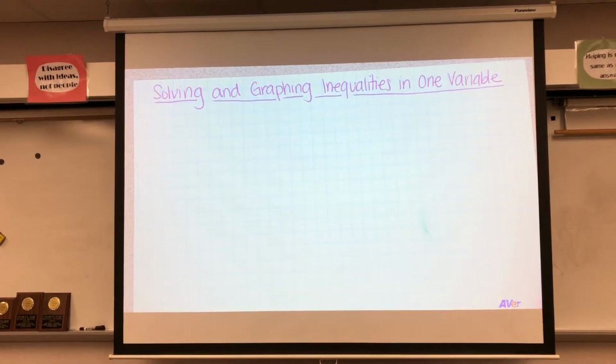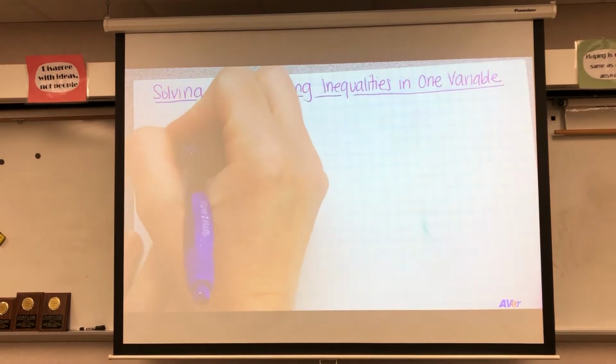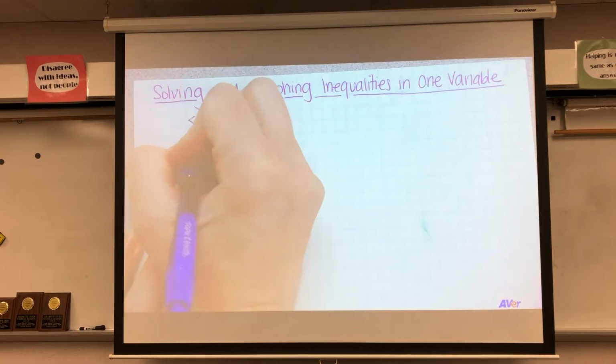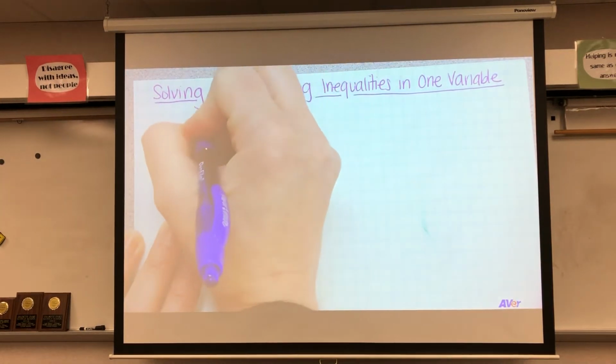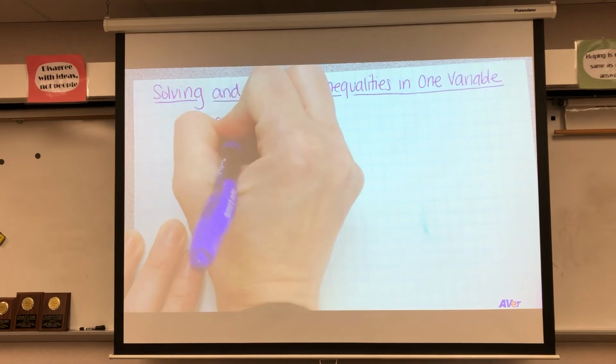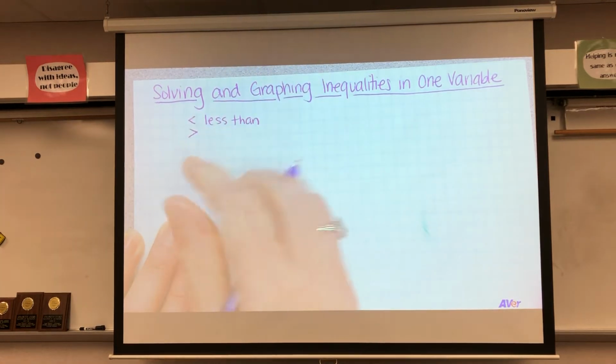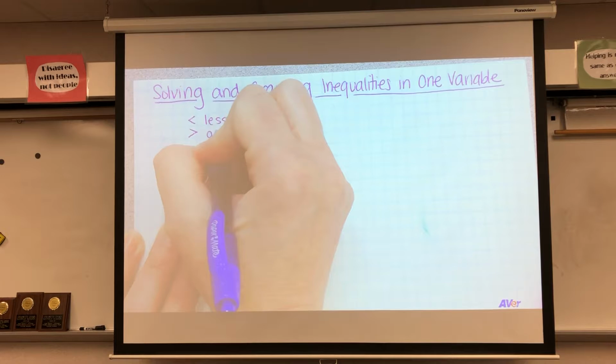This should be a review of things you already know, but I just want to make sure we had a conversation about solving and graphing inequalities in one variable. So let's go with the real basics, making sure we know our symbols. There is the symbol that looks like this, and a symbol that looks like this. Remember that this means less than. This symbol means greater than.